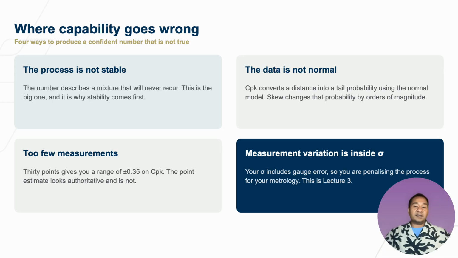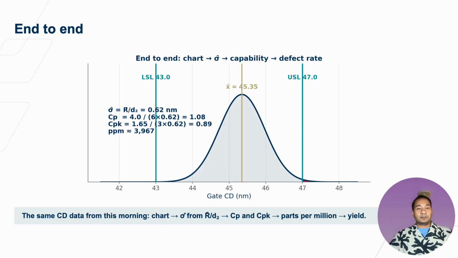The measurement variation is inside your sigma. Every sigma today included the metrology tool's own noise, so you are penalizing the process for your gauge. The last one is in lecture 3 and it is the one that surprises people the most. Because of the gauge, it can be a substantial fraction of the total variance.